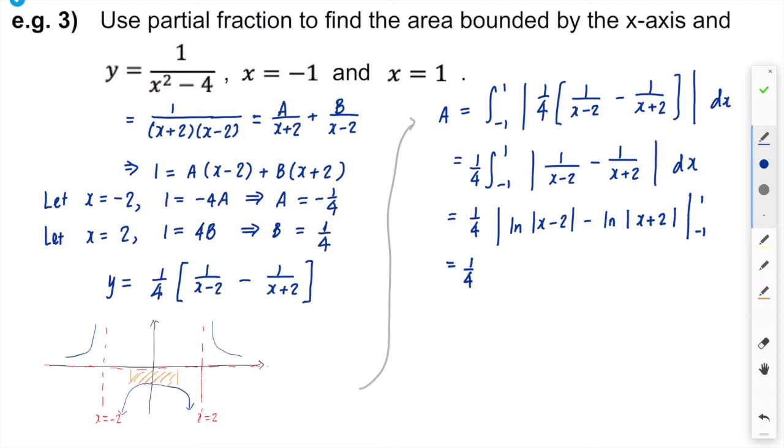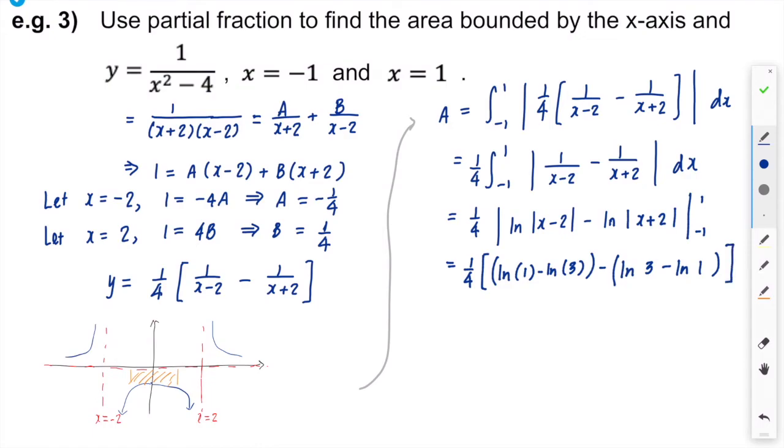Okay, so let's see. What do we have here? I have ln of 1 minus 2, -1, but that's absolute. So ln of 1 minus ln of -1 minus 2, -3, so positive 3. That's coming from the very first ln x minus 2 absolute. Minus, here I have ln of 1 plus 2, 3, minus ln of -1 plus 2, so that's 1, like that.